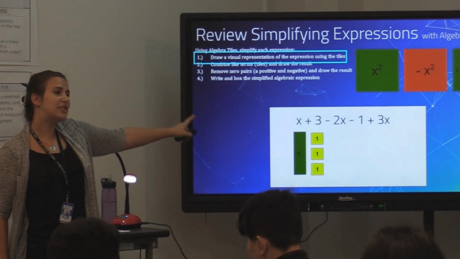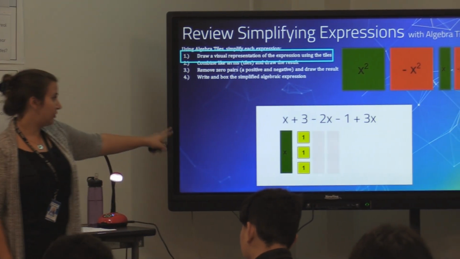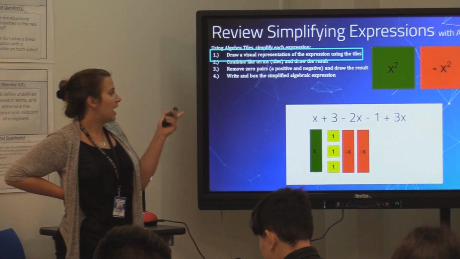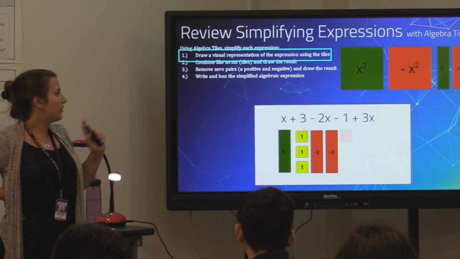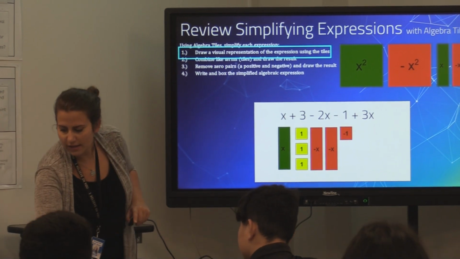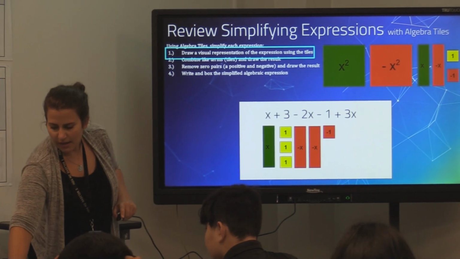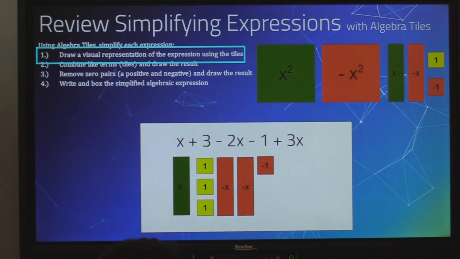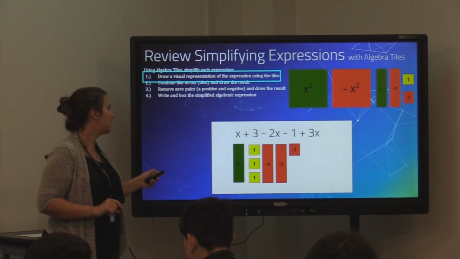And then I have a negative 2x. So what should I put next? Two red rectangles. And then I have a negative 1, so I need a what? One red square. These are x squared, not just x. We're not touching these yet. These are x squared. Those are x. Very good. You should look something like mine, or you're probably done.